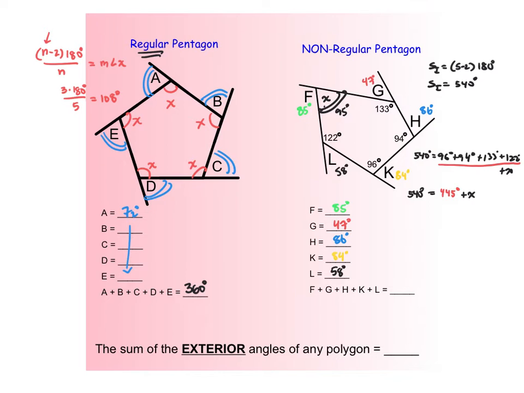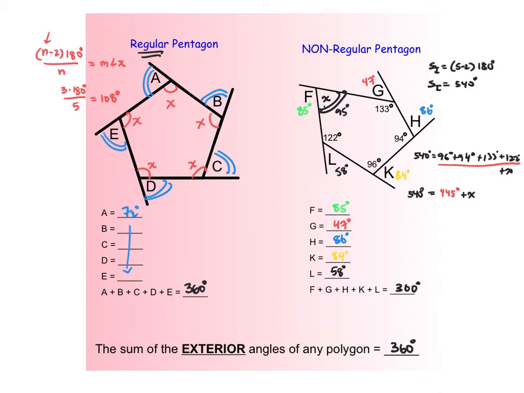All right, so if I were to add up these 5 angles, I would also see that I get 360 degrees. So the sum of the exterior angles of any polygon is going to be 360 degrees. That's regardless of number of sides. That's regardless of regular or non-regular.